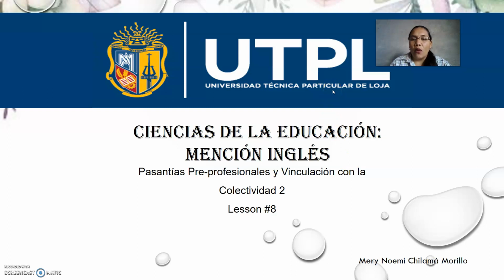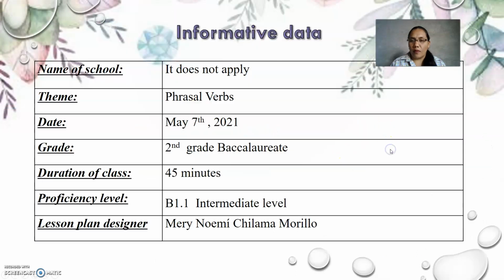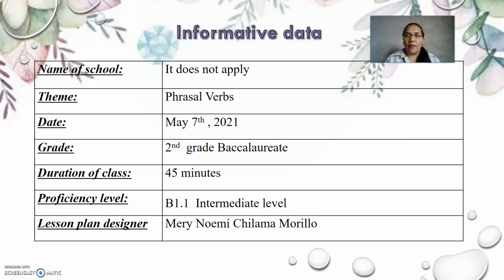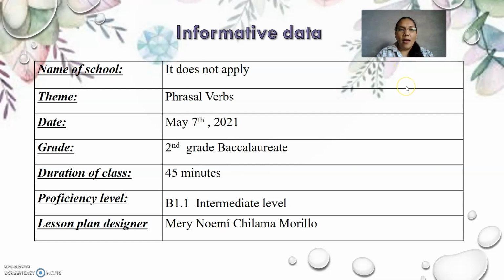I am going to talk about pasantías preprofesionales y vinculación con la colectividad 2. Lesson plan number 8. The topic for this class is phrasal verbs. This lesson plan was designed for second grade baccalaureate students, with a class duration of 45 minutes and a proficiency level of B1.1, intermediate.